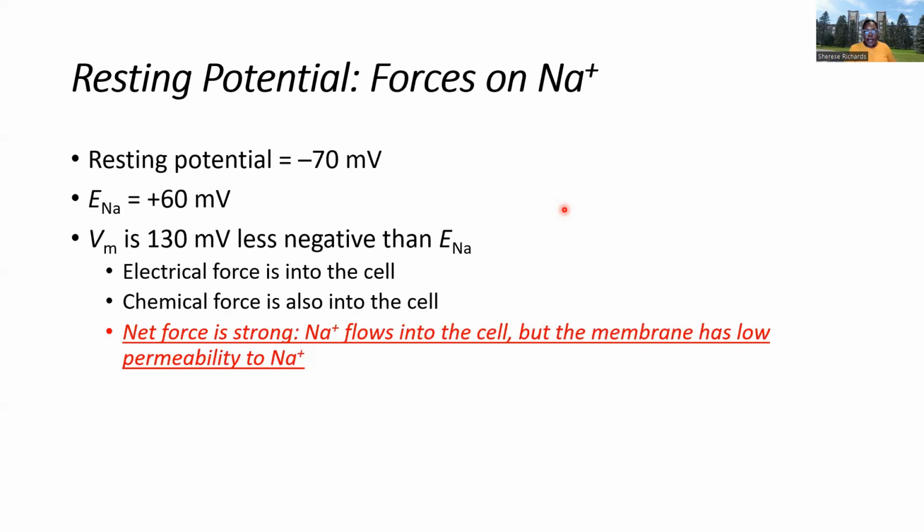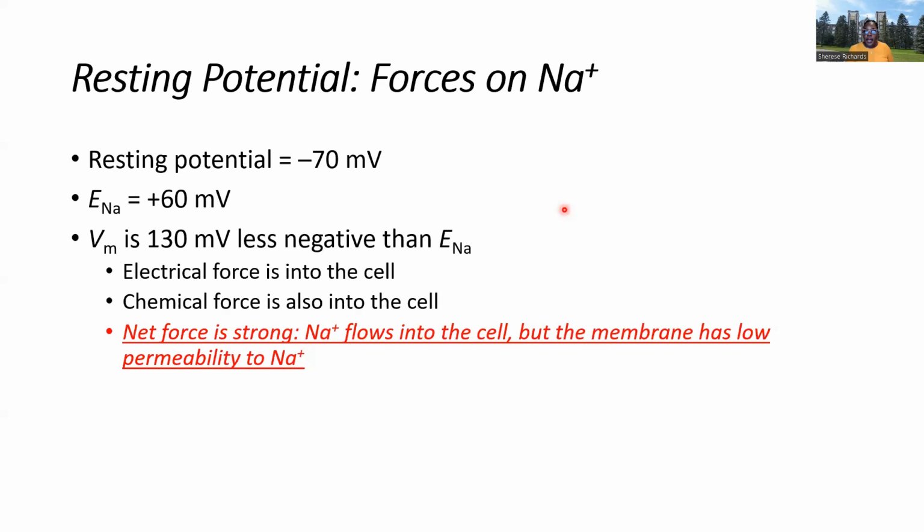Okay, so the net force combining those two forces is a strong force for sodium moving into the cell, but it has fewer doors, right? Because there's a lesser or lower permeability to sodium. And so those two factors, those two different types of movements of sodium and potassium balancing each other out, is what brings us to negative 70 at rest.